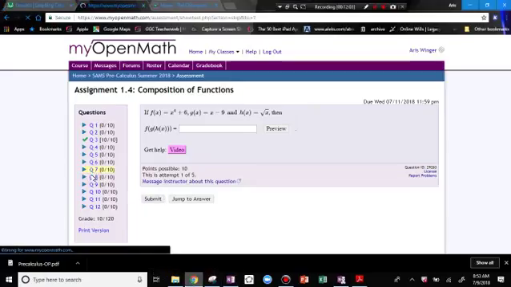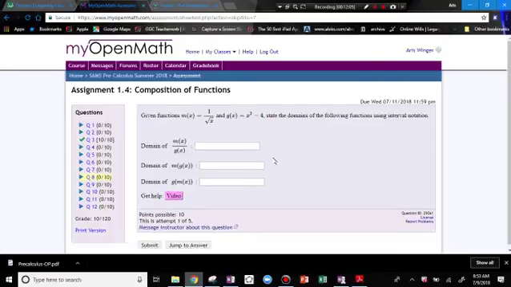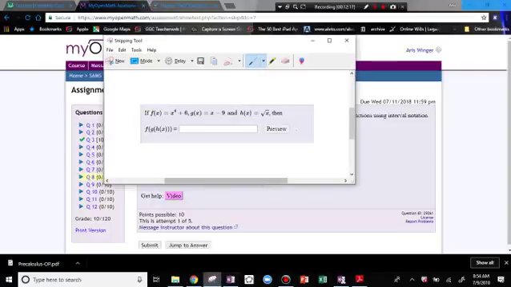Eight. All right, so divide. Oh, so here are domains, right? So here's the funky issue.